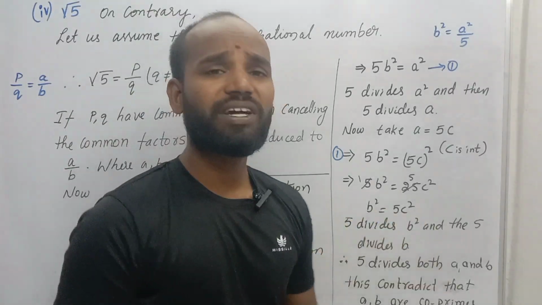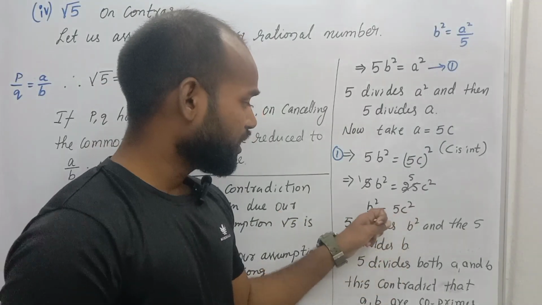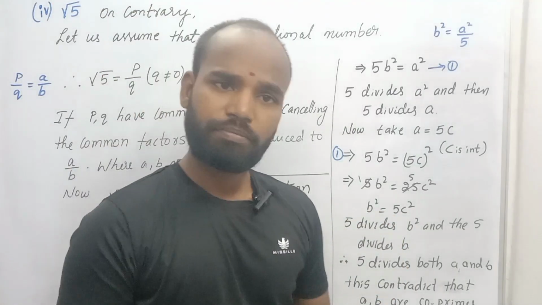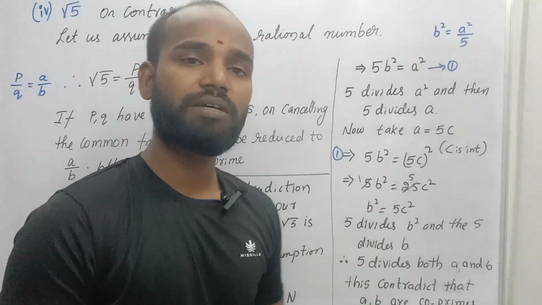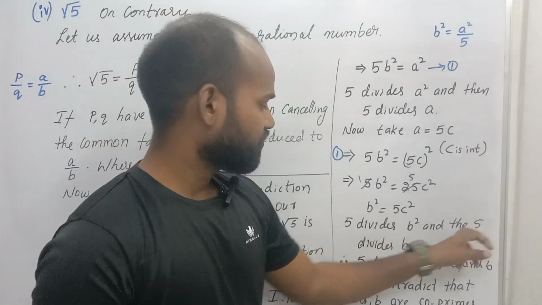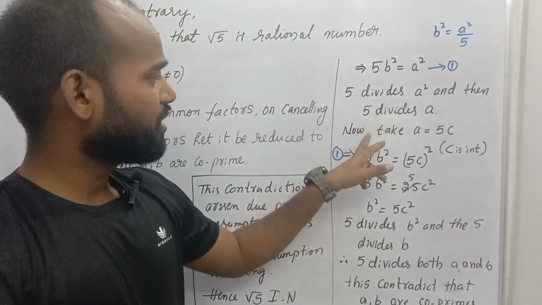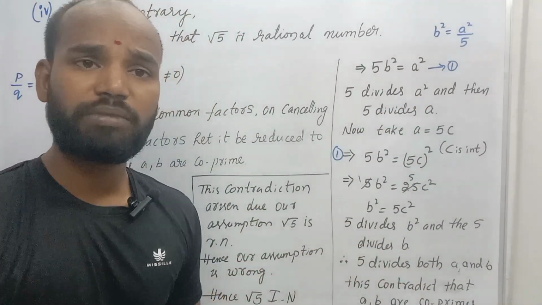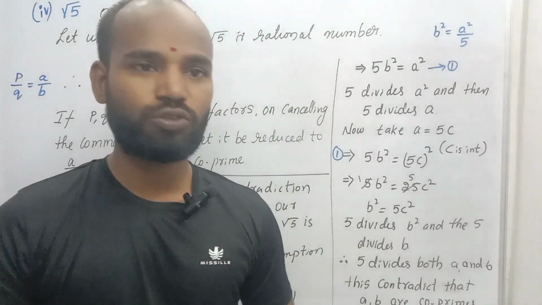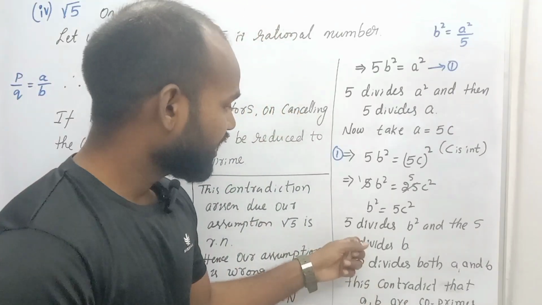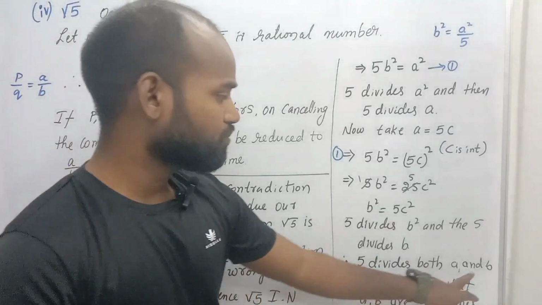What is meant by b square equals 5c square? It means 5 divides b square. If 5 divides b square, then at the same time it divides b also. Then 5 divides both a and b. In the first scenario it divides a, in the second scenario it divides b. What we assumed initially was that a and b are co-prime numbers, with no common factor except 1. But here a and b are both divisible by 5. So 5 divides both a and b.